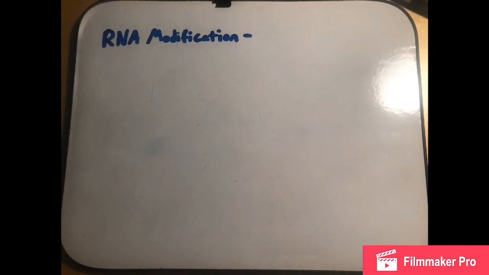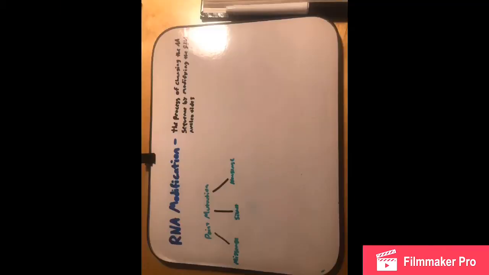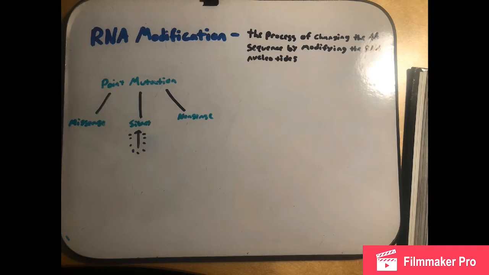RNA modification is the process of altering the amino acid sequence by modifying the RNA nucleotides. Most of these changes are called point mutations. The first is a missense mutation. This is when a single nucleotide changes and a different amino acid is produced. The second is a silent mutation. This is when a nucleotide changes, but the amino acid produced does not change.